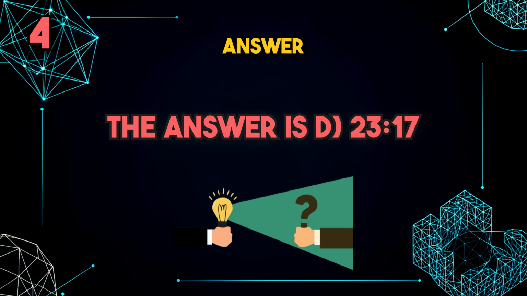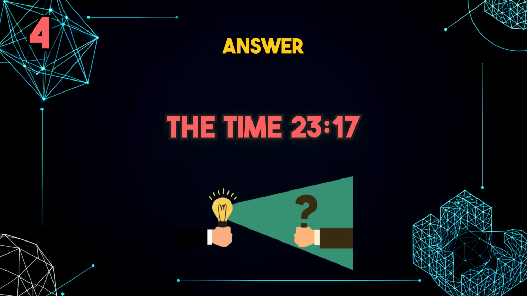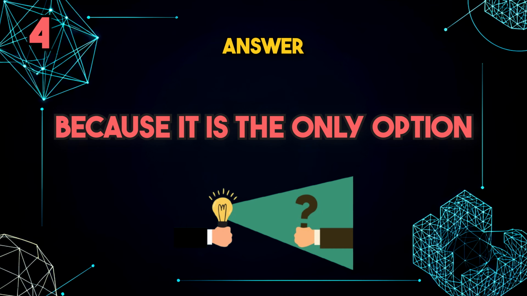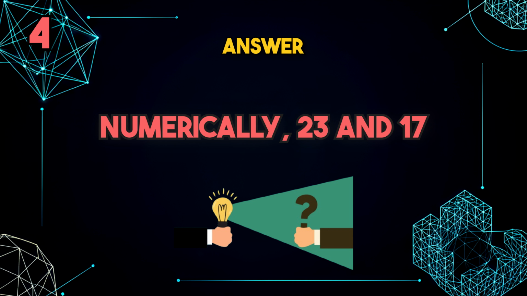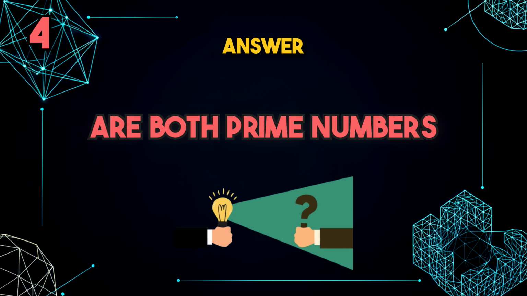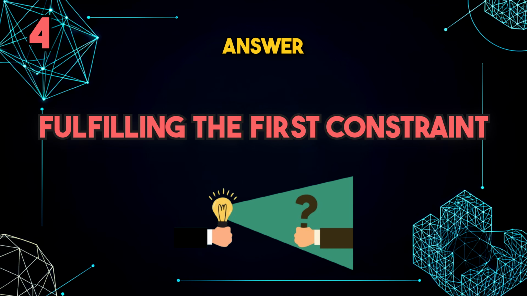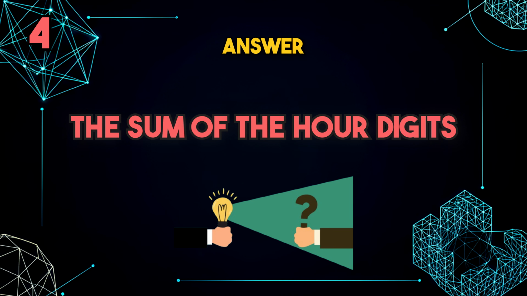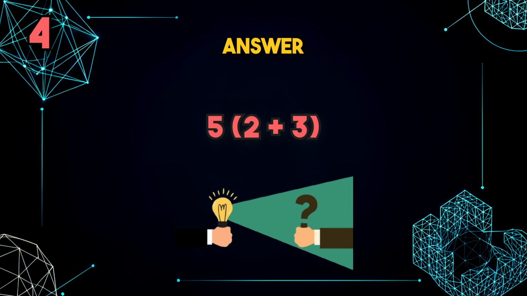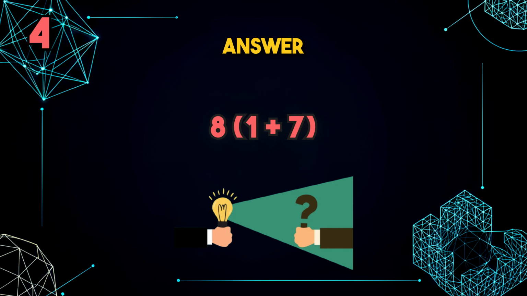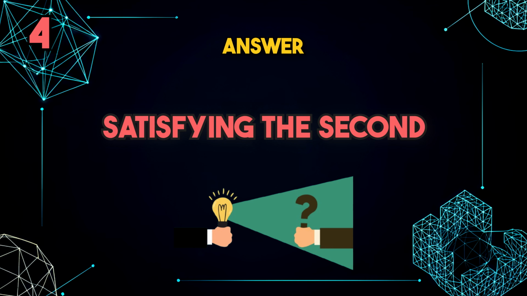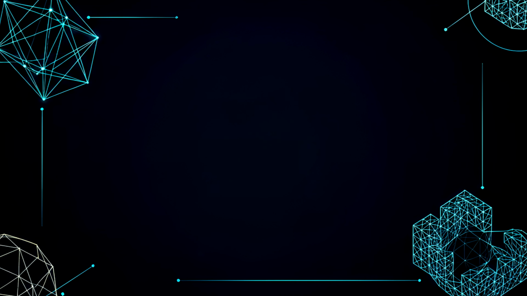The answer is D, 2317. The time, 2317, is the correct answer because it is the only option that satisfies both of the 2 rules. Numerically, 23 and 17 are both prime numbers, fulfilling the first constraint. Positionally, the sum of the hour digits, 5, 2 plus 3, is less than the sum of the minute digits, 8, 1 plus 7, satisfying the second constraint.